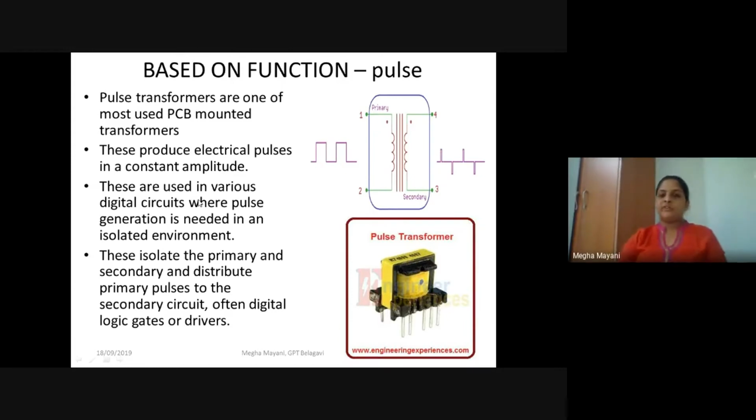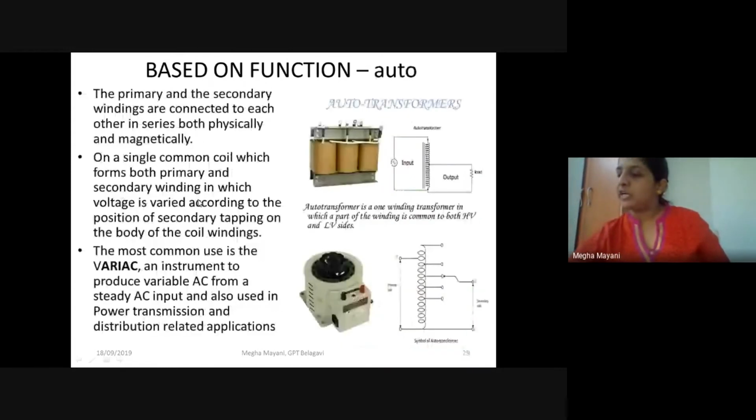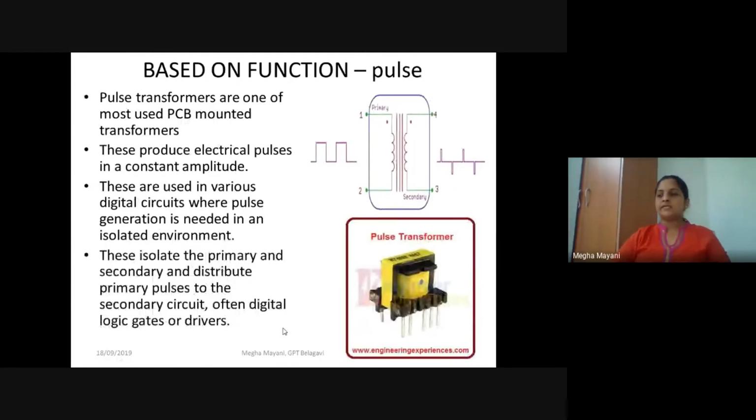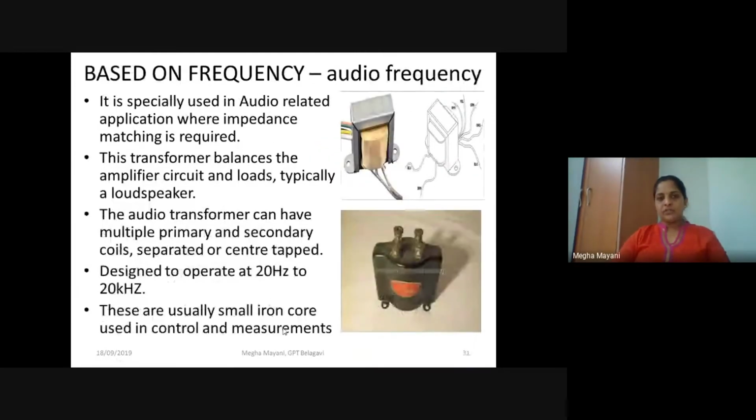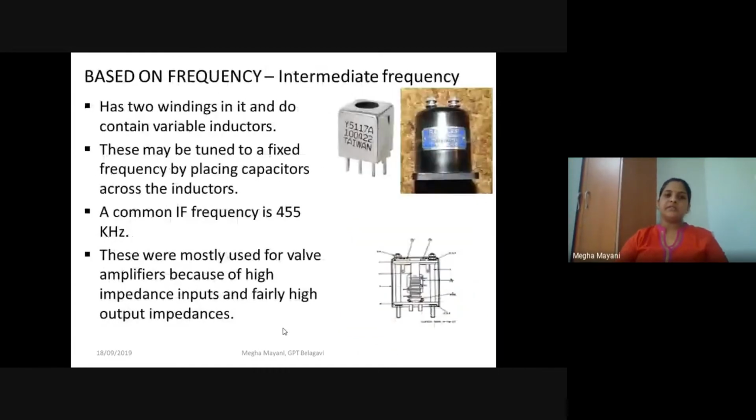So depending on the functionality, you have auto transformer as well as pulse transformer. I hope both are clear. Now we can take up the next category. Based on the frequency, we have audio frequency, radio frequency, and intermediate frequency.